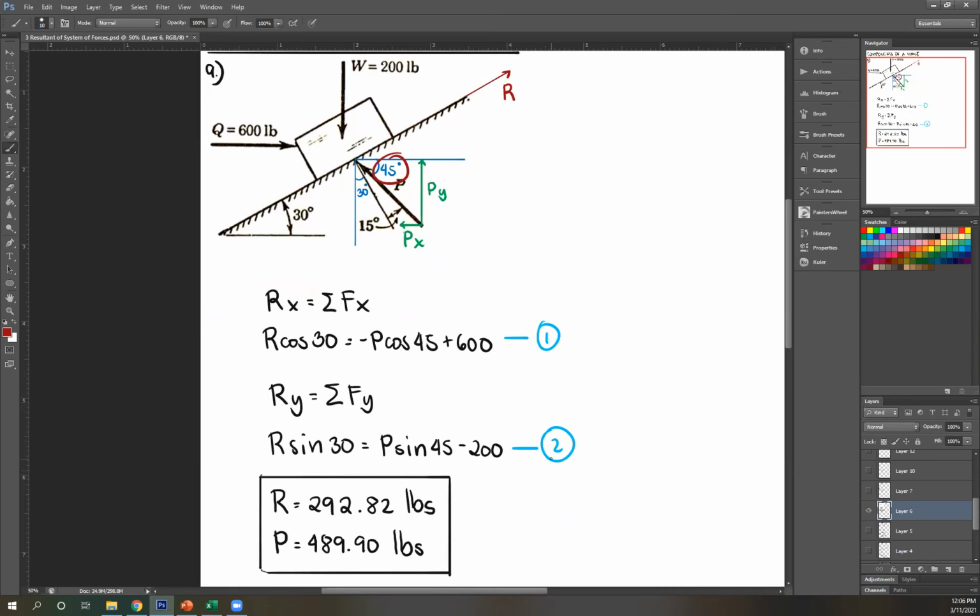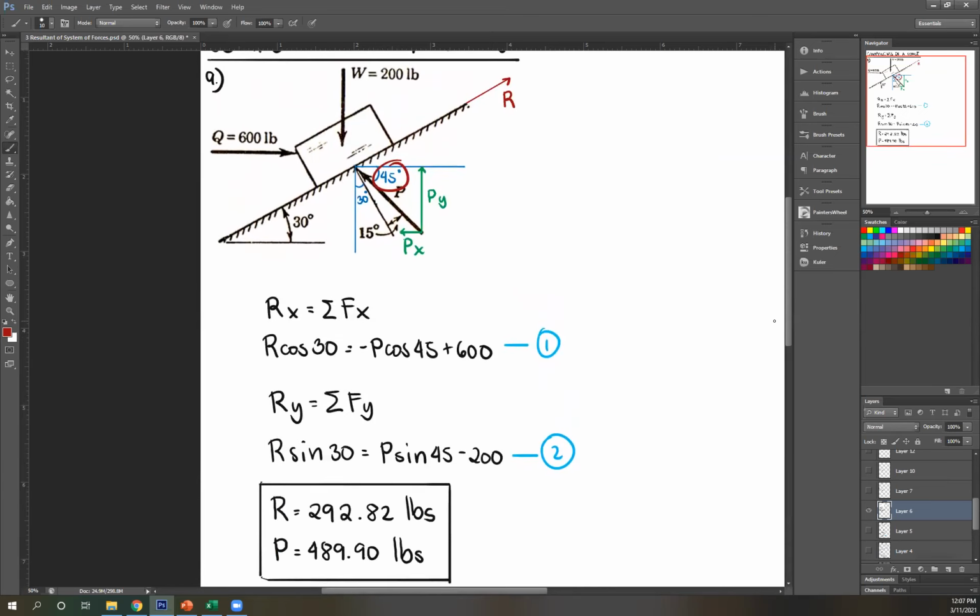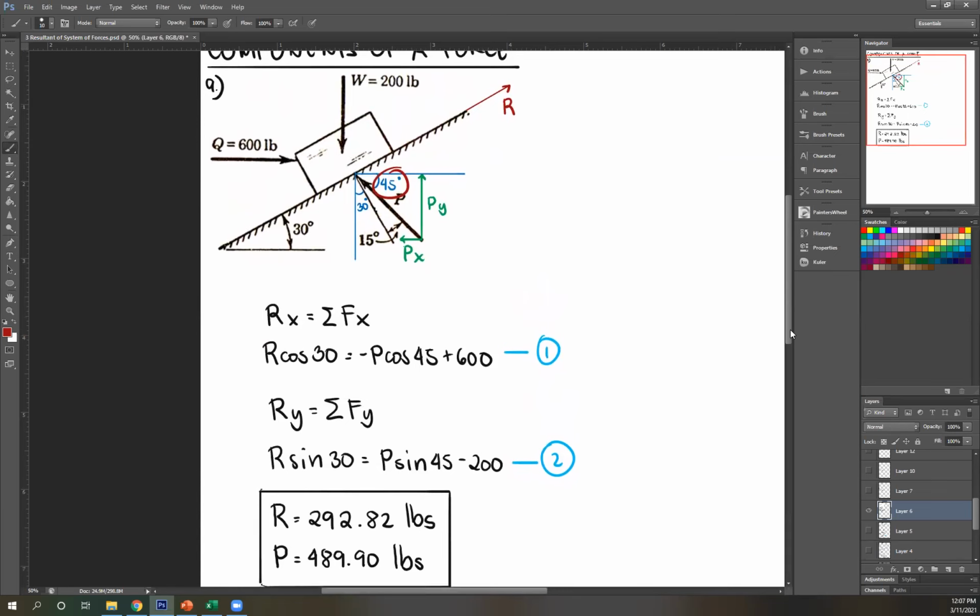Two equations, two unknowns, you can solve for R and P. You can either use your calculator or manually solve this using simultaneous equations. If you do, you'll get 292.82 and 489.90. Once again, I urge you to practice solving this at home so you won't have a problem during your exam on how to get these values. Again, familiarize yourself with your calculator. All right, that's number 9. Any questions for number 9?